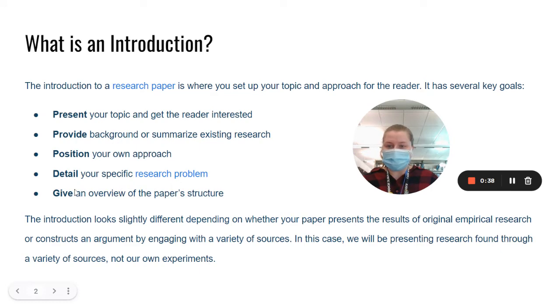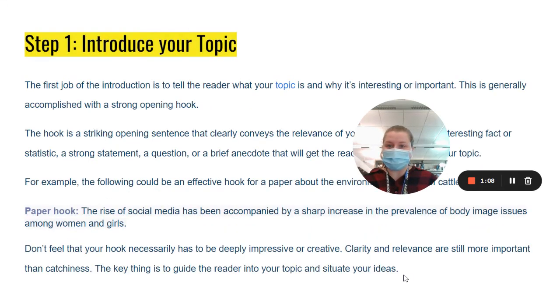Then you're going to detail your specific research problem. In our case, we don't necessarily have a problem so much as a thesis or the lasting impact of the person we're writing about. Then you're going to give an overview of the paper structure. This we're going to do later on, so don't worry too much about this one for now. The introduction is going to look slightly different depending on whether your paper is the results of your own research or by your own experimentation. So in this case, we're going to be presenting research found through a variety of sources, not our own experiments.